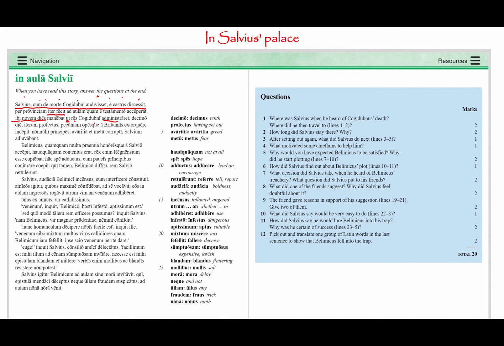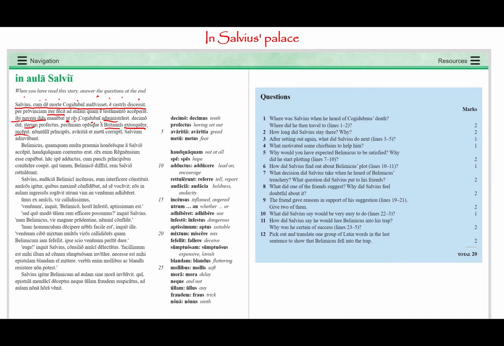After setting out again, what did Salvius do next? Again, the trigger word here, iterum, again, a word easily confused with iter, meaning a journey. Iterum is an adverb, and it means here, having set out again, he began, the word inception from that, extorquere, to extort money and wealth or resources from the Britons. 1 mark for that one. So he began to extort money and wealth, money and resources from the Britons.